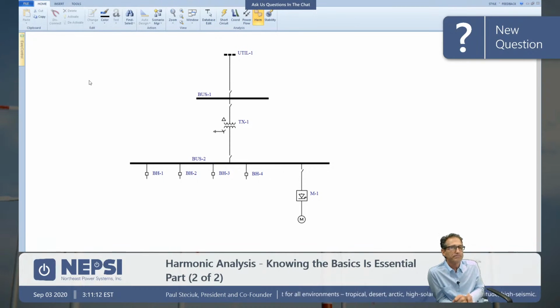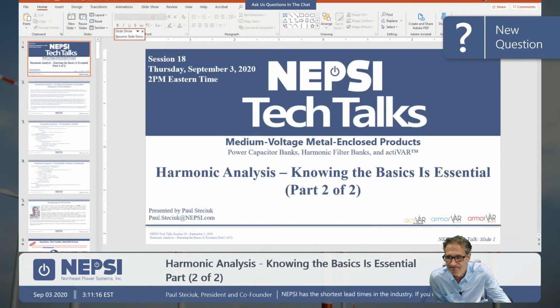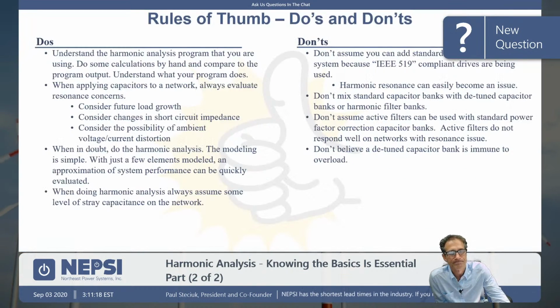So, question. Yes, new question. Why is the reactor placed at the line side in a harmonic filter instead of the neutral side like in an inrush reactor?